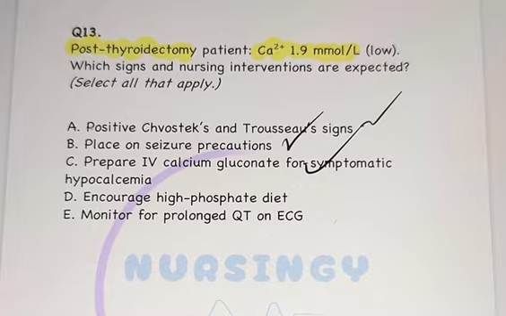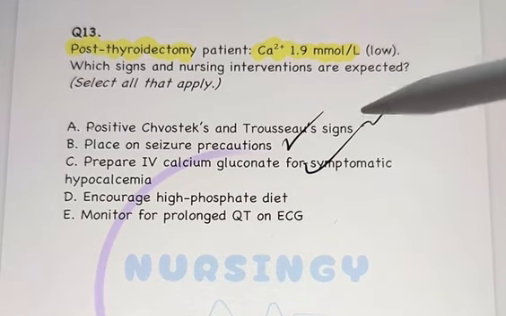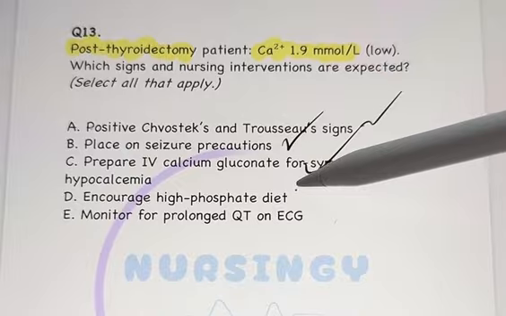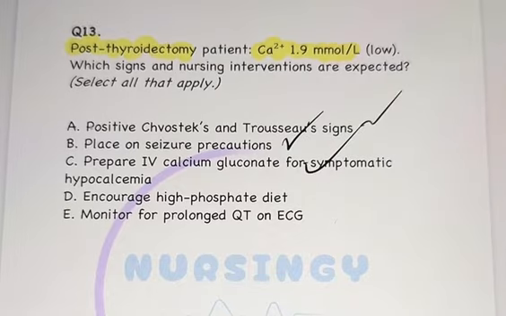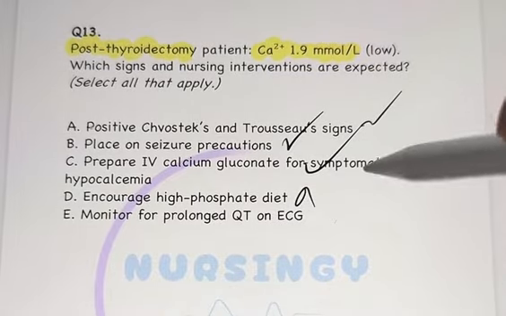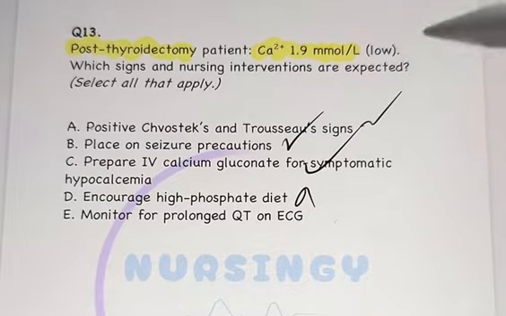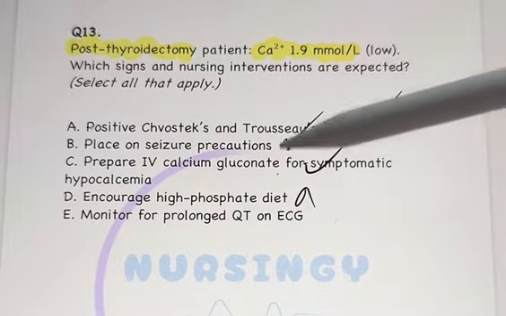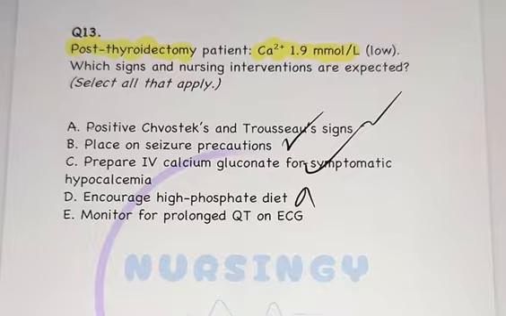Okay, encourage high phosphate diet. What will happen, and we discussed that, are we going to encourage it or not? D is no, guys. D is no, because we just discussed that phosphate always binds with calcium. So we are already having severe hypocalcemia. If you are going to give too much phosphate to the patient, then you are going to make it worse. So we need to make sure we don't give too much phosphate to the patient.